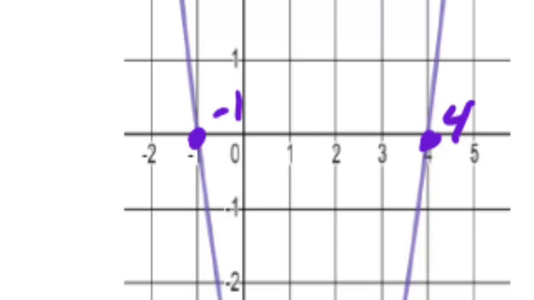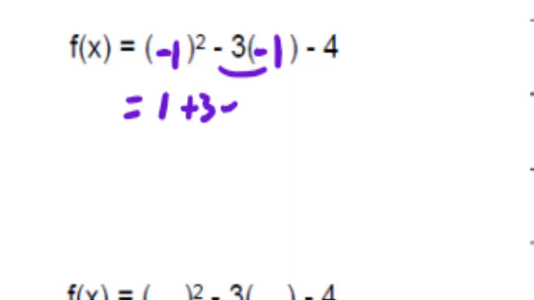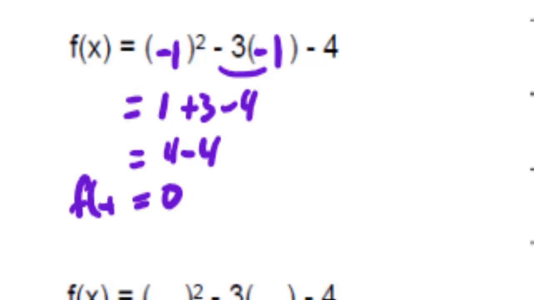But watch what happens when we put those numbers into the function. So I put a negative 1 in for x, and then I evaluate f of x. I get negative 1 squared, which is 1. 3 times negative 1 is positive 3, minus 4, and I end up with 4 minus 4, which equals 0. So f of negative 1 ends up outputting a 0. So I end up with negative 1 comma 0. That's expected because that's what happens at the x-intercept.